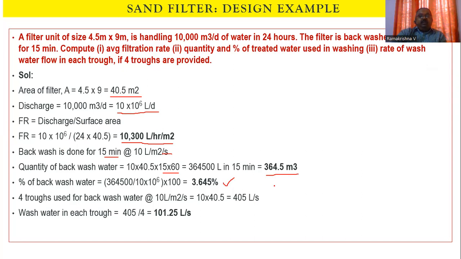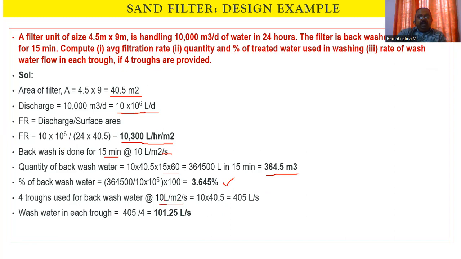And what is the last one? 4 troughs are provided, right? That is what we have to understand. The 4 troughs are provided. This wash water is now flowing through these 4 troughs. Wash water is flowing at the rate of 10 liter per meter square per second. So 10 liter per meter square per second.